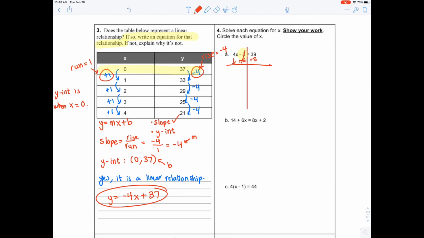These cancel out. Bring down your 4x. 4x is equal to, well, what's 39 plus 5? That's going to be 44. I almost gave you the answer there. Okay, here I have 4 times x, which is equal to 44. So in order to get x by itself, I need to divide by 4. If I'm multiplying by 4, I need to divide by 4 in order to get x by itself. These 4's cancel out. x is equal to, well, what's 44 divided by 4? That is 11. And that is my answer.